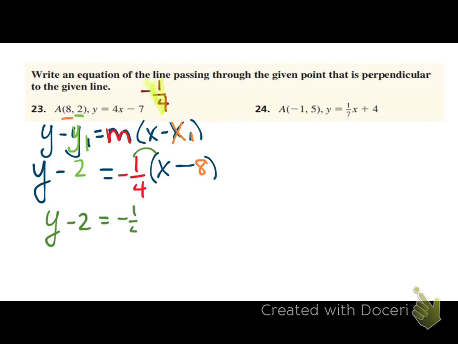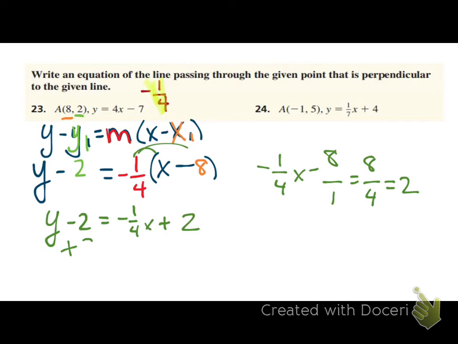We got -1/4 x. If you don't know -1/4 times -8, you can write it off to the side. Put 8 over 1. What's 1 times 8? 8. 4 times 1. This reduces to 2. You just want to be very sure that you get your sign correct. It is a negative times a negative, which makes a positive. So keep that in mind. Add 2. y is -1/4 x plus 4.